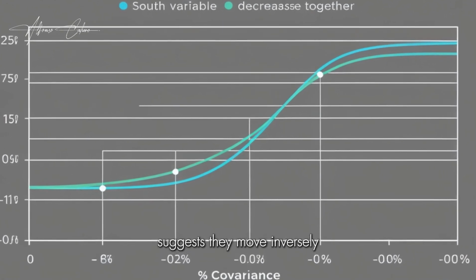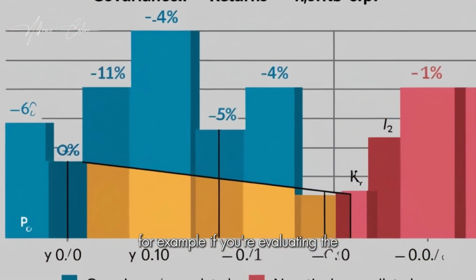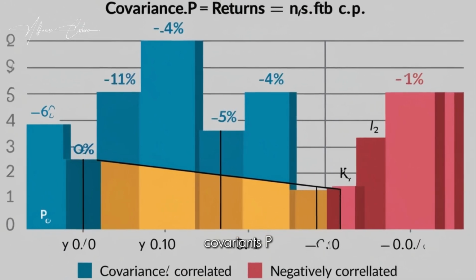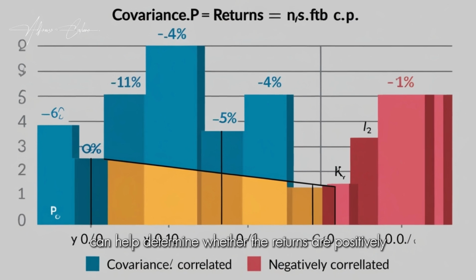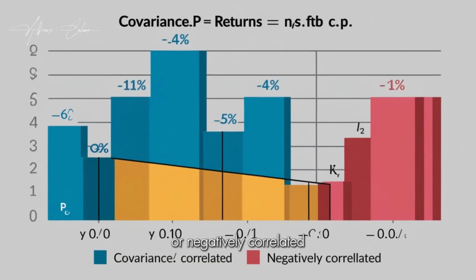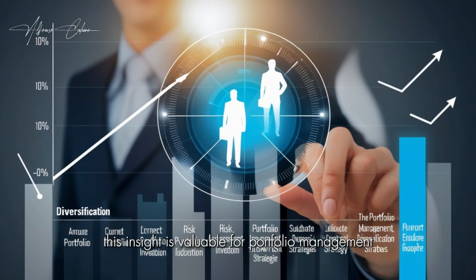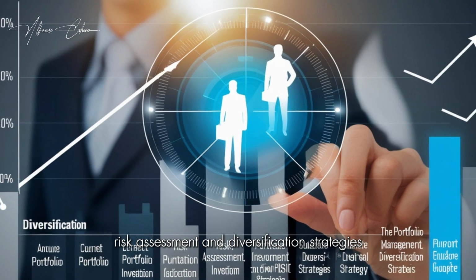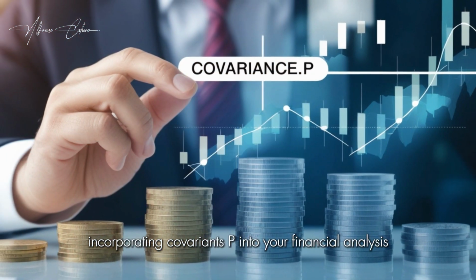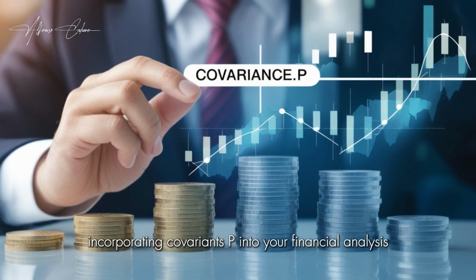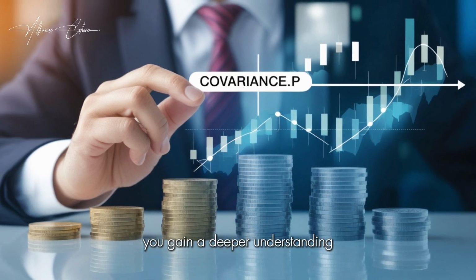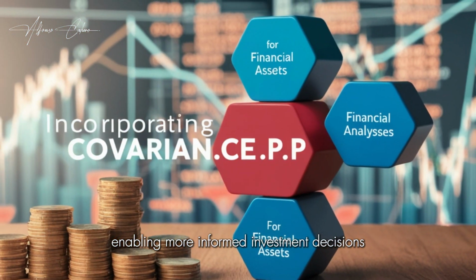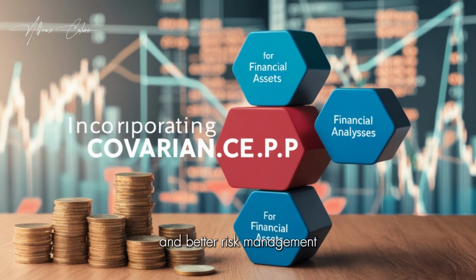move inversely. For example, if you're evaluating the relationship between the returns of two stocks, Covariance.P can help determine whether the returns are positively or negatively correlated. This insight is valuable for portfolio management, risk assessment, and diversification strategies. By incorporating Covariance.P into your financial analyses, you gain a deeper understanding of how different financial assets interact, enabling more informed investment decisions and better risk management.